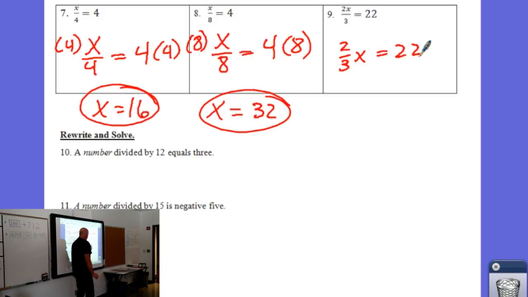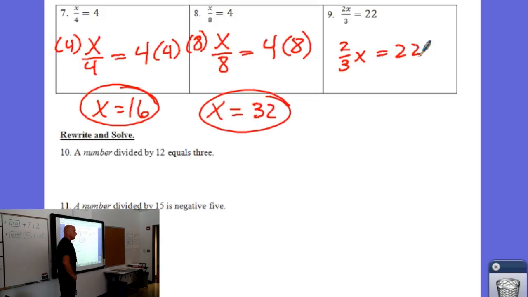Now, we're still dividing, right? So the opposite of division is multiplication. But here we multiplied it 4, here we multiplied it 8. What are we going to multiply on both sides? 3. There's a 3 in it, and there's a 2 in it. So how do we write it?